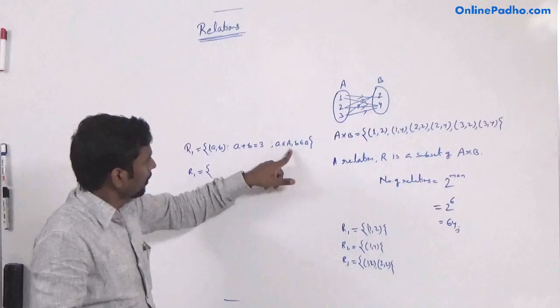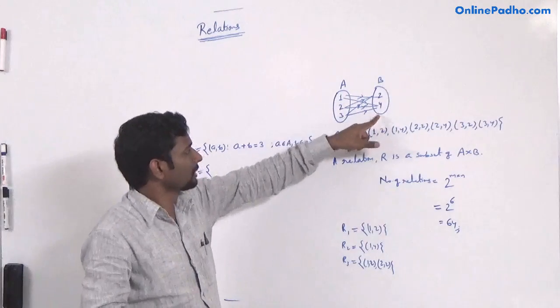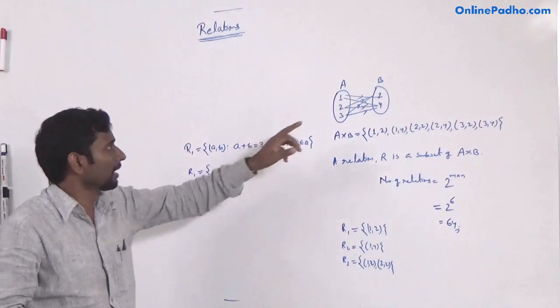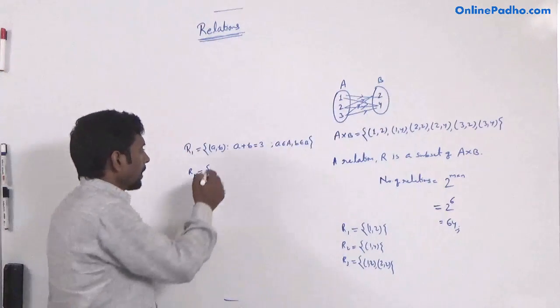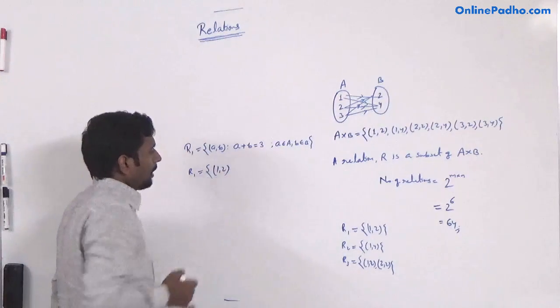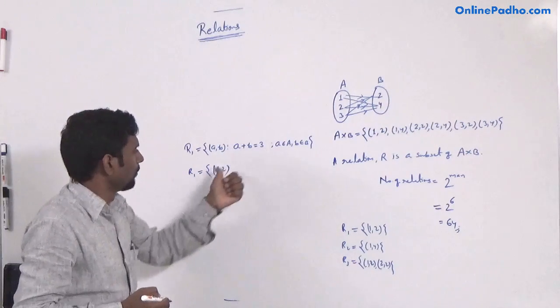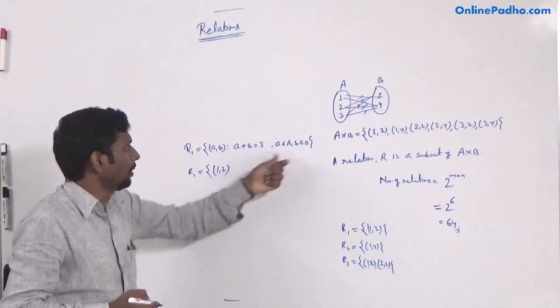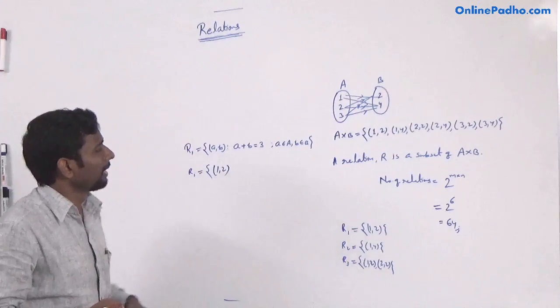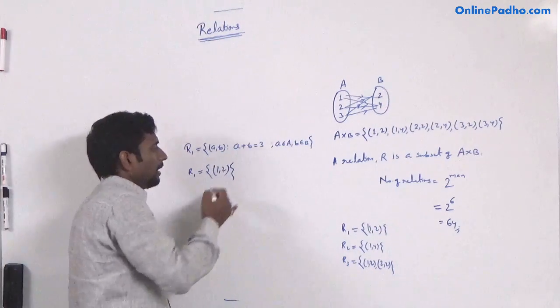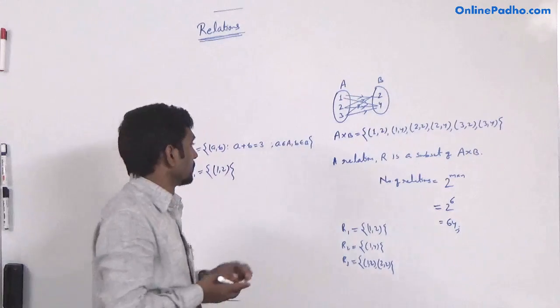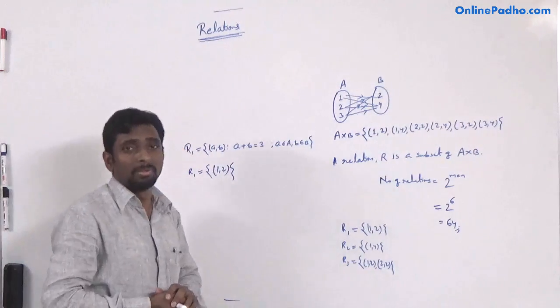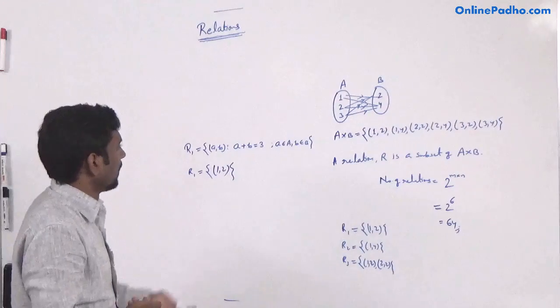So a belongs to set A and b belongs to set B, and the sum is 3. We can take (1, 2) as an ordered pair. In (1, 2), 1 plus 2 is equal to 3, and 1 belongs to set A and 2 belongs to set B. No other element is possible here. Only one pair satisfies the equation a plus b equal to 3. So this is the kind of relation.